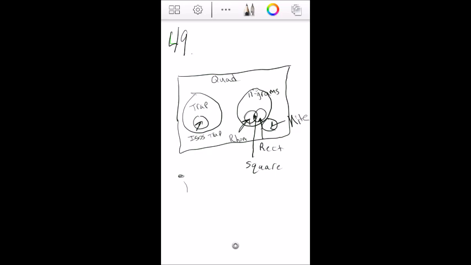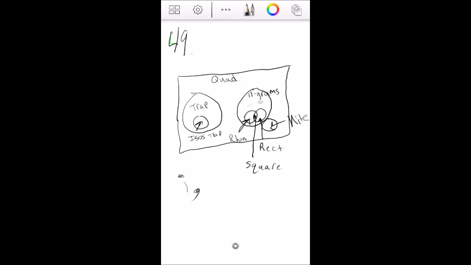2 says that all parallelograms are rectangles. So here's my parallelogram space out here, right? And here's my rectangle space. Is every parallelogram in this a rectangle? Definitely not, because there's all this extra space out here that doesn't take up rectangles. So statement 2 is not a true statement.